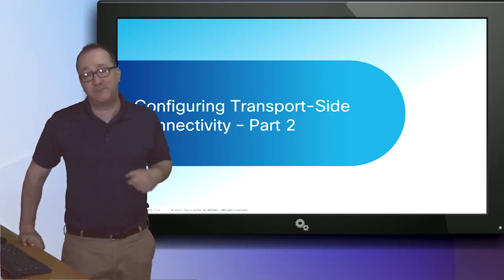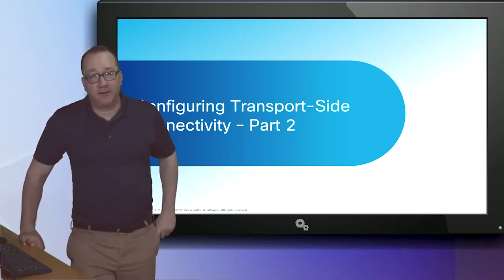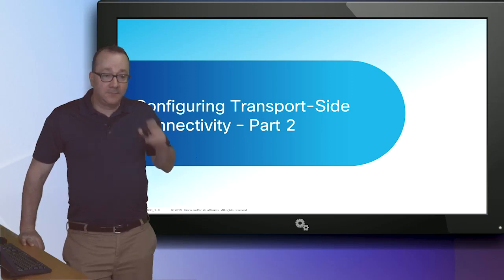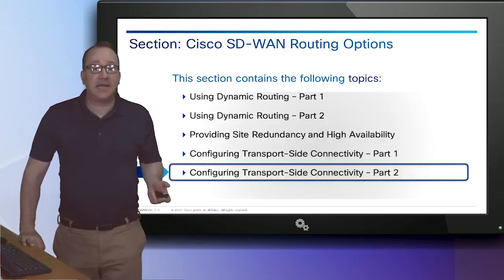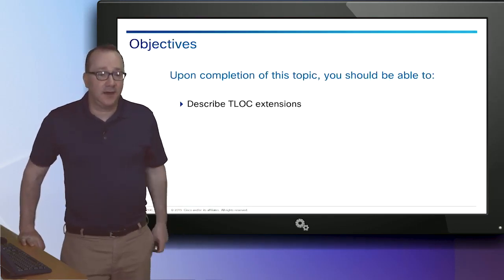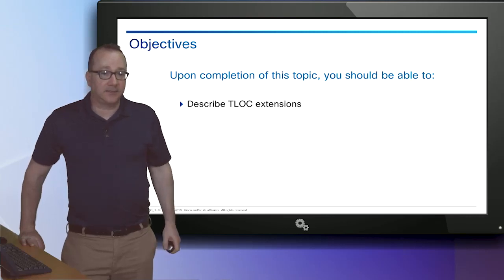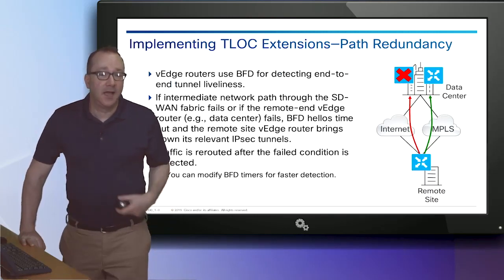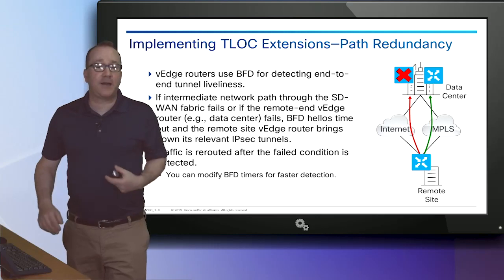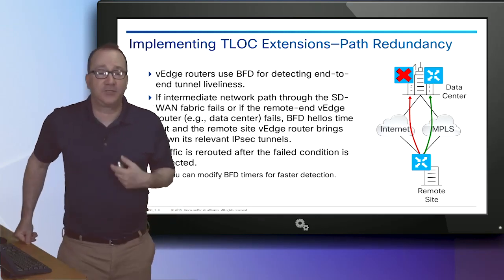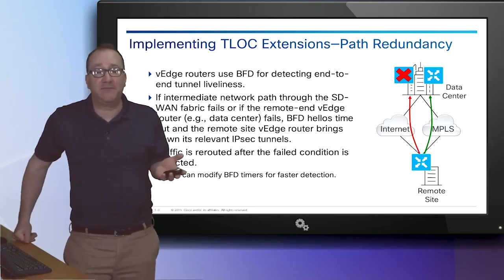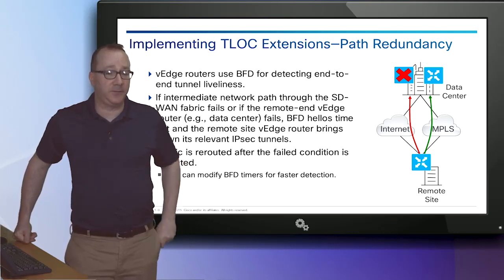This is the continuation of Part 1, hence calling it Part 2. We're talking about extending that transport side to the existing device. We have a protocol we're going to be running called bidirectional forwarding detection, because the whole purpose of this is to detect link failures as part of the SD WAN high availability solution.